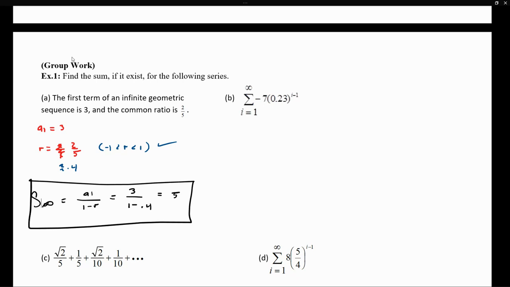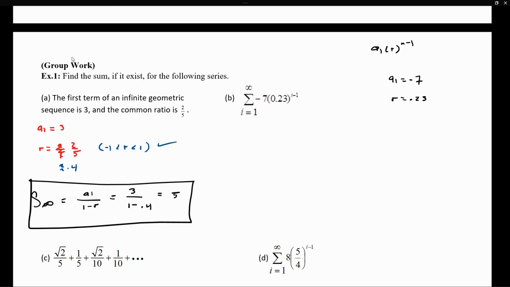Let's do a couple more examples here. So again, here we have the explicit way of writing a geometric sequence. And if you recall, the explicit way of writing a geometric sequence is always going to be a1 times r to the n minus 1. So by the way that this is written down, we can see that the first term has a value of -7 and the value of r is 0.23.